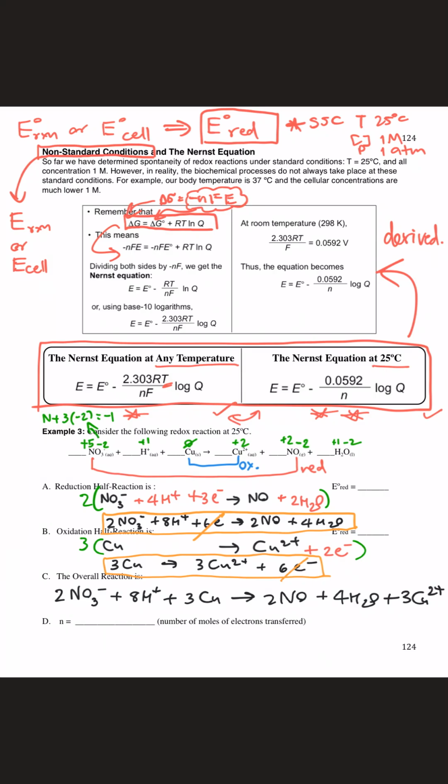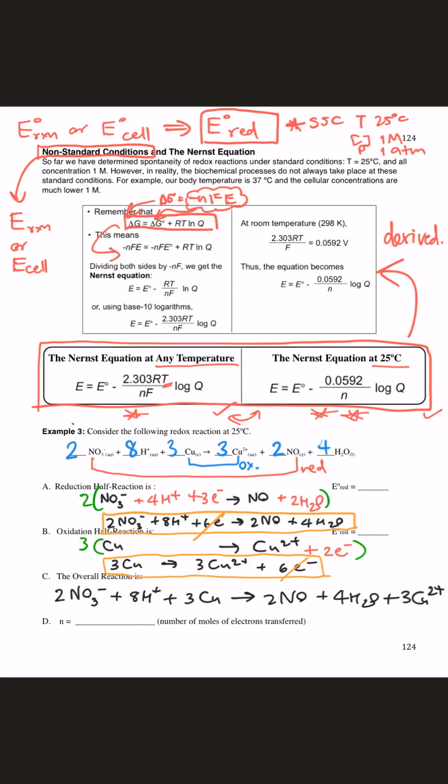When you finish, you can go ahead and write the coefficient in front of each of these species. So this would be 2, this would be 8, this would be 3, and then copper 2 plus would be 3, nitrogen monoxide would be 2, and water would be 4. So that would be the balanced equation. To make it less confusing, since right now there are too many numbers, you can erase the oxidation numbers that you determined earlier. That way it's out of your way and it would be clearer. So this would be the balanced redox reaction here.